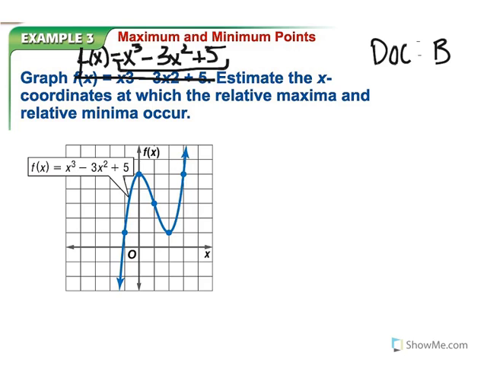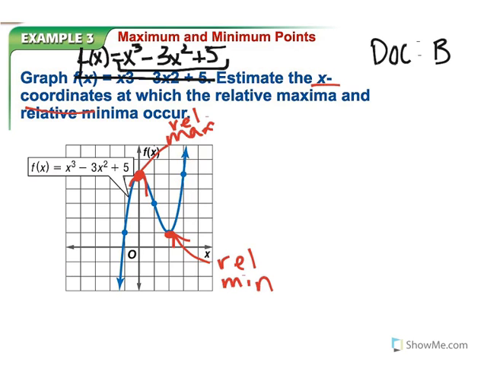Now, remember, a relative maximum is like the top of a hill. So here we have a top of a hill. So that's going to be a relative max. And the bottom of a valley, oh my gosh, I can't speak today. The bottom of a valley is going to be a relative min. And now our question is asking for the x coordinates at which these occur.